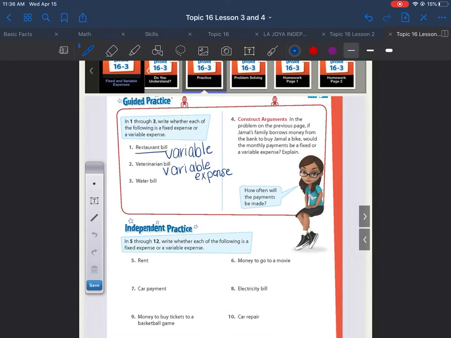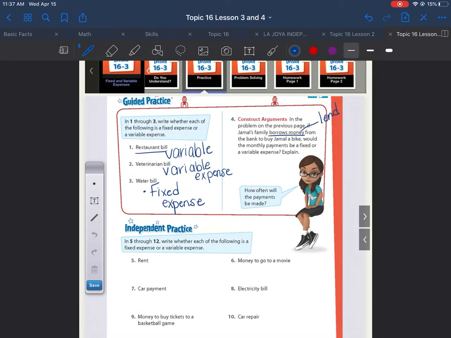Only when my dog is sick or my cat, Brianna, is that what I'm going to take them, right? Or they need their shots. Water bill. Do I have to pay the water every month? Yes, I do. It's a fixed expense. If I don't pay the water one month, they're going to cut the water and I'm not going to be able to shower.